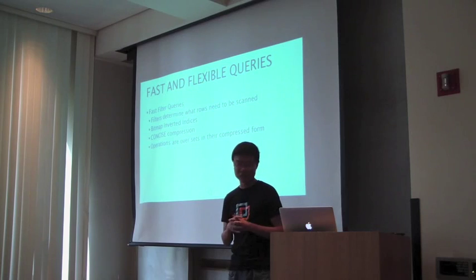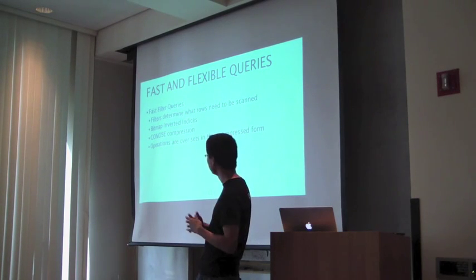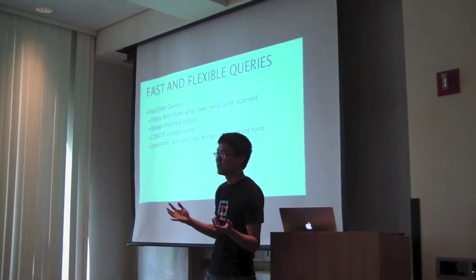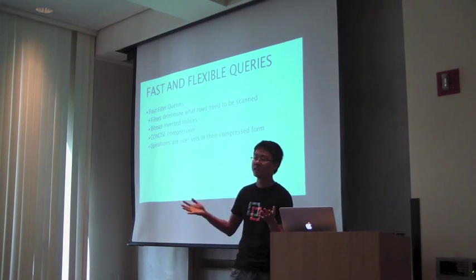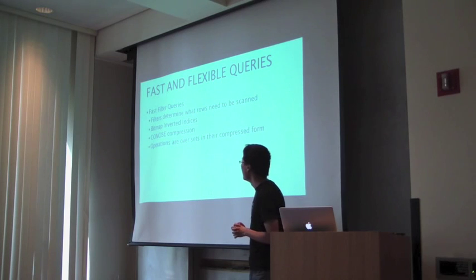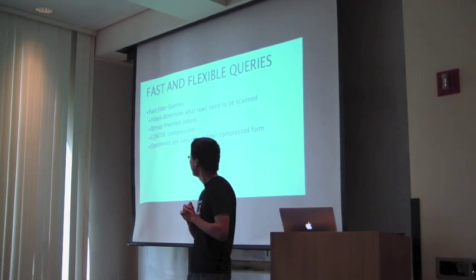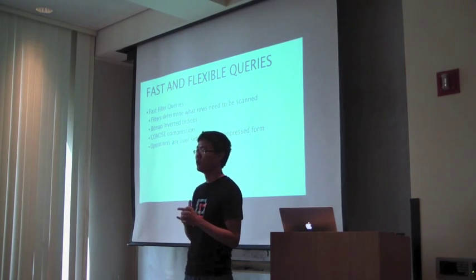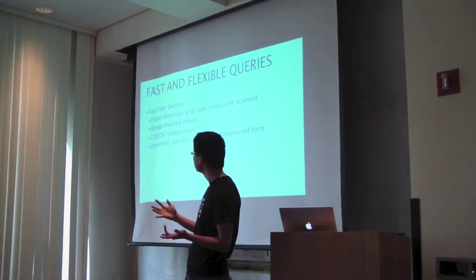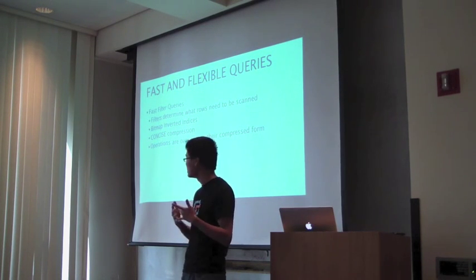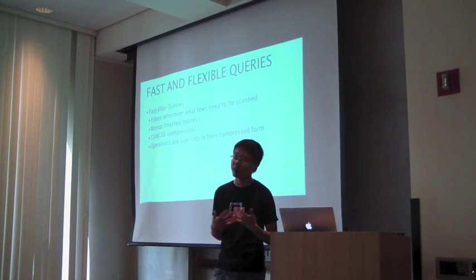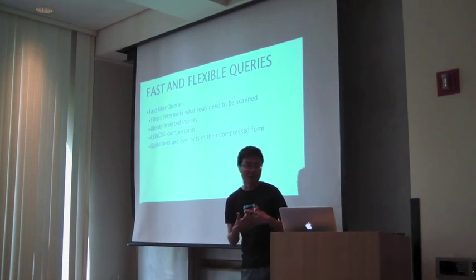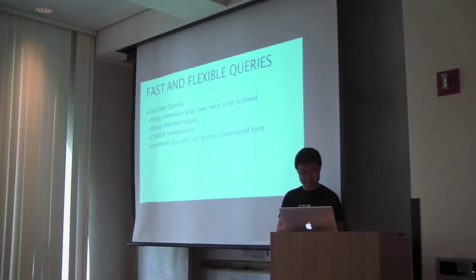These bitmap indexes, we compress them using an algorithm called Concise. And Concise is an extension of word-aligned hybrid, which is really just a variation of run length encoding. We always do operations over these bitmap indices in their compressed form. It tends to be much faster to do these operations this way, and we don't have to suffer from the costs of doing decompression.